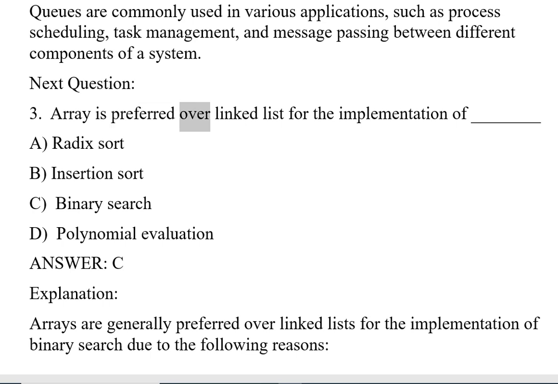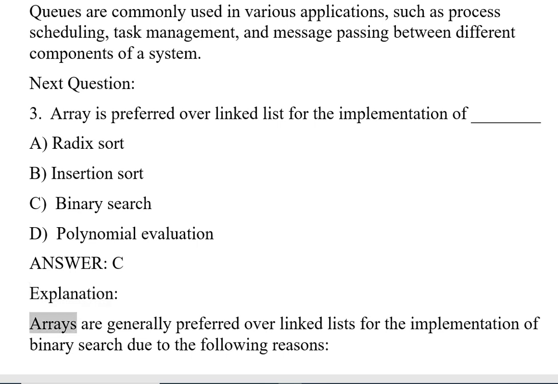Next question. 3. Array is preferred over linked list for the implementation of underscore. A. Radix sort. B. Insertion sort. C. Binary search. D. Polynomial evaluation. Answer C.